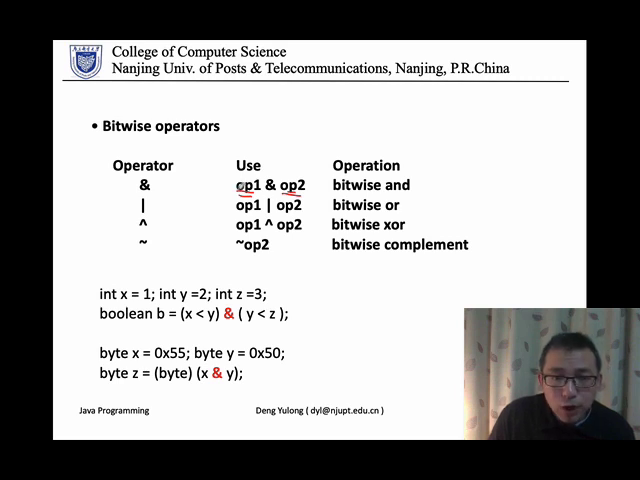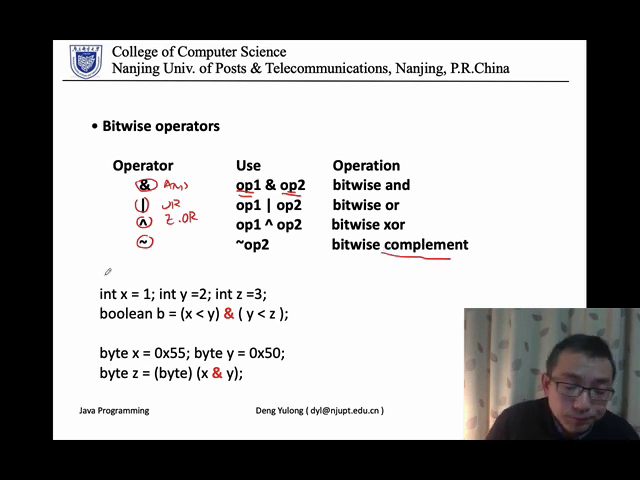But if it is the same operator but we perform a conditional operation, these two operands must be Boolean values. So this is different. Okay. Now the ampersand is AND, the bar is OR, the caret is exclusive OR, and the tilde is complement. Okay, so we'll give an example.